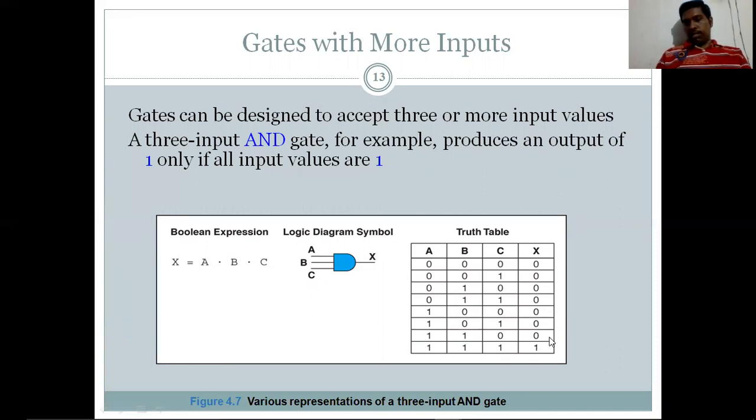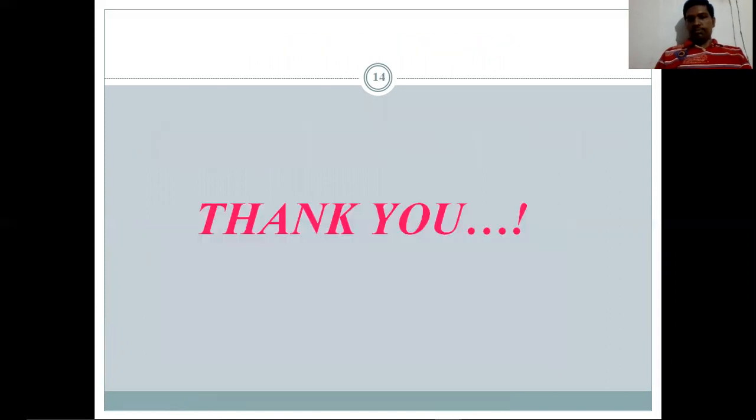Please remember that the minimum number of inputs for a gate will be 2, except the NOT gate, and the rest of all gates will be 2. The maximum number depends on our own expression. Okay, thank you.